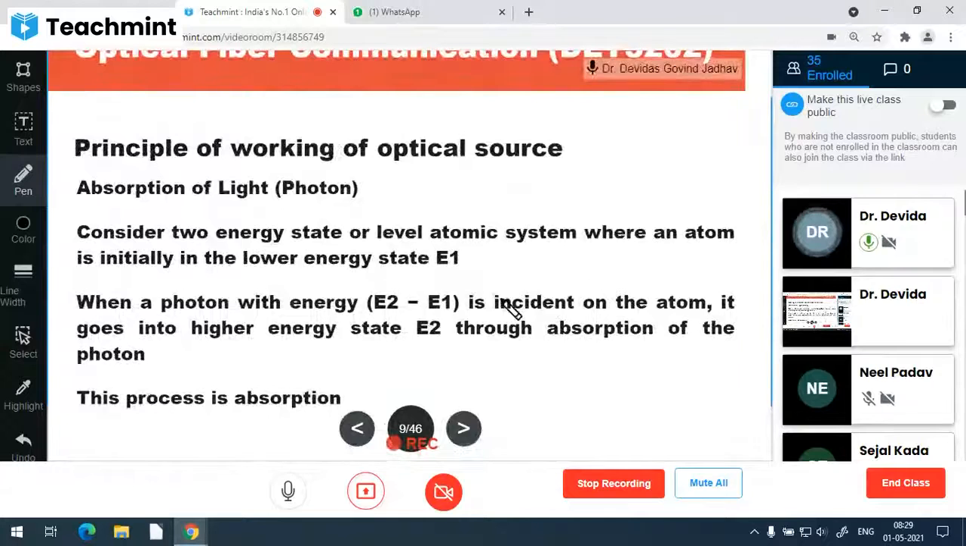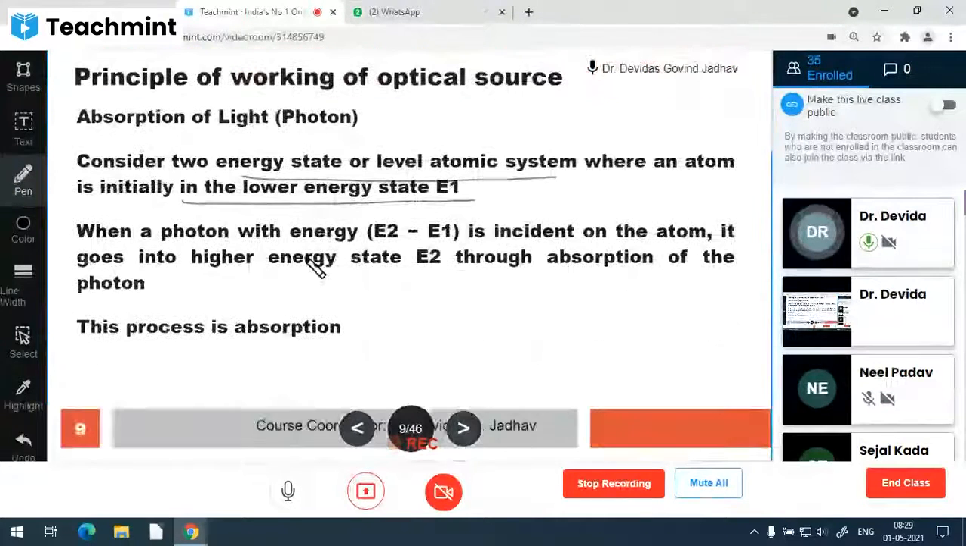So absorption of photon: if we consider the two energy state or two energy level atomic system, which is initially in the lower energy level, then a photon of the energy E2 minus E1 is incident, that is absorbed, and the atom goes from lower to higher energy state. That is the absorption of photon.